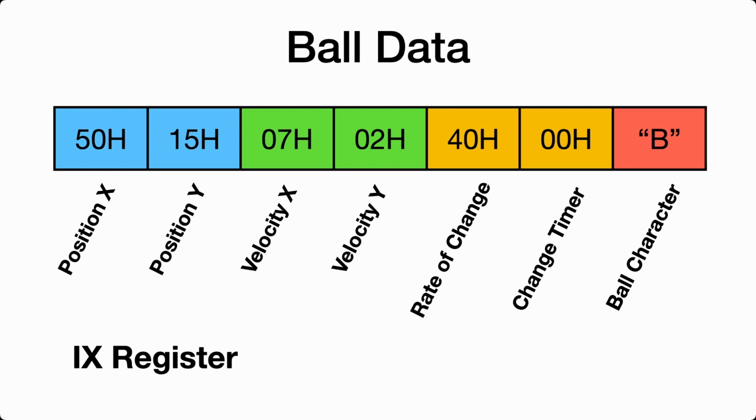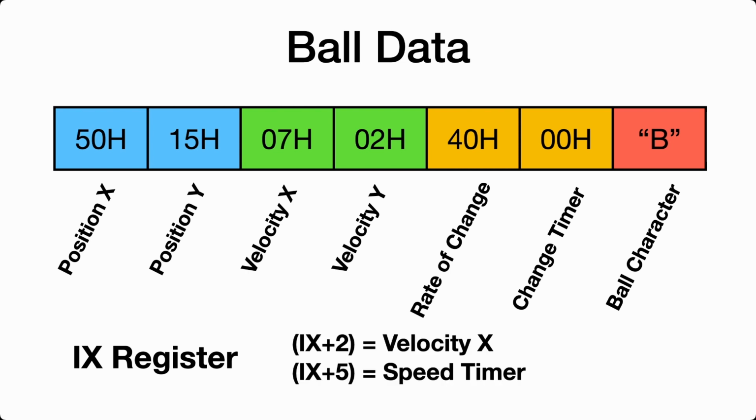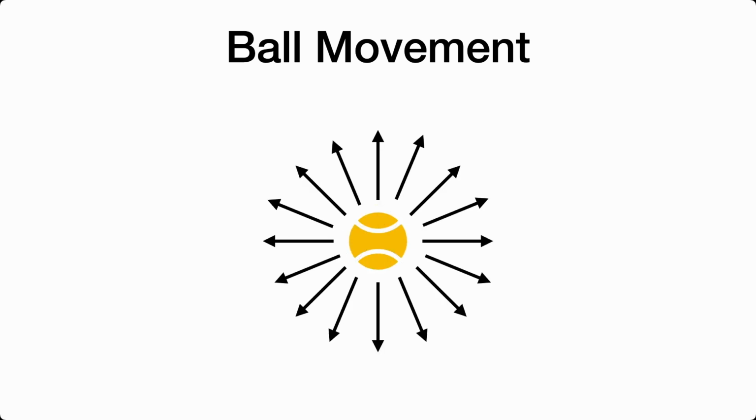So for instance, if I want velocity, I just add 2 to the IX register. IX starts at the position X, or the first byte of the ball. Velocity is 2 across, we start with 0. And if I want the speed timer or the change timer, I go to IX plus 5. Then when I get to the next ball, I just increment IX by 7, which is the next ball across. So ideally I've got a ball and I want to move it in 16 different directions. When do I want to move it? Well, when the timer goes to 0. How is that done? Easily.